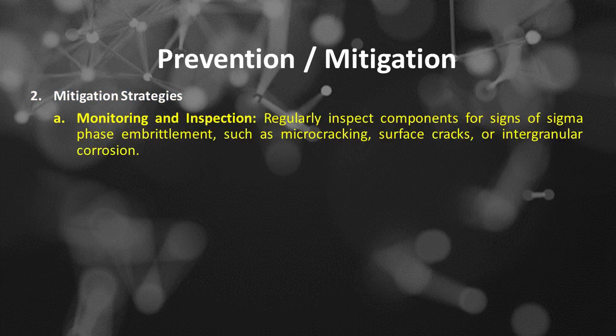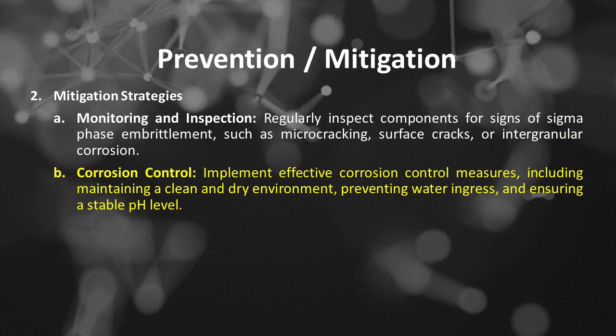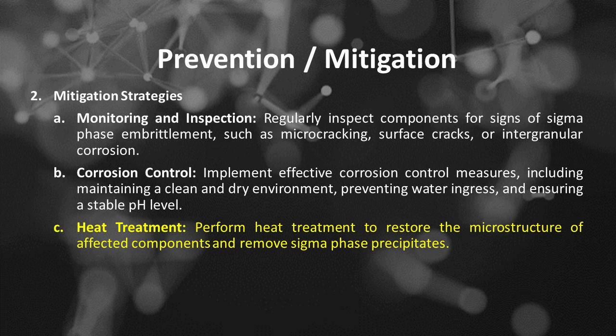The first is monitoring and inspection. Regularly inspect components for signs of sigma phase embrittlement, such as microcracking, surface cracks, or intergranular corrosion. The second is corrosion control. Implement effective corrosion control measures, including maintaining a clean and dry environment, preventing water ingress, and ensuring a stable pH level. The third is heat treatment.